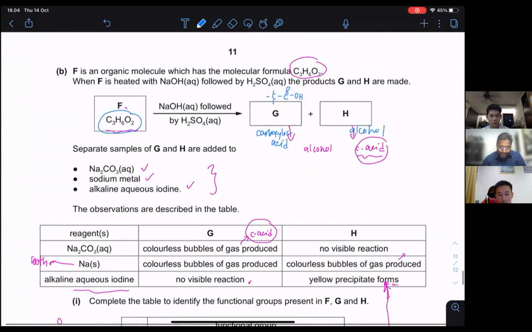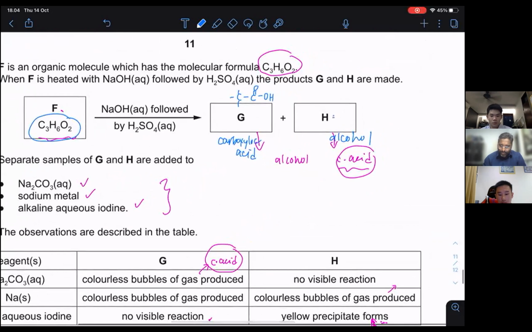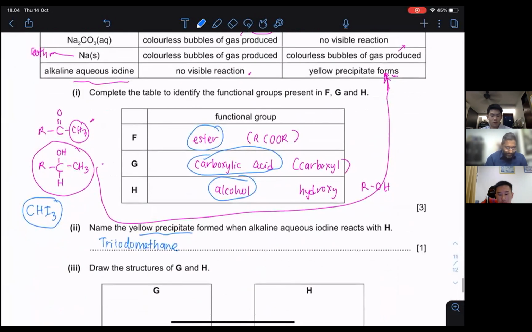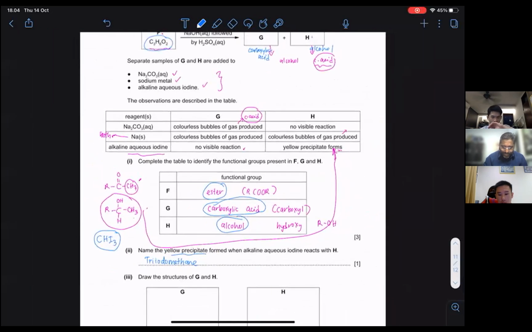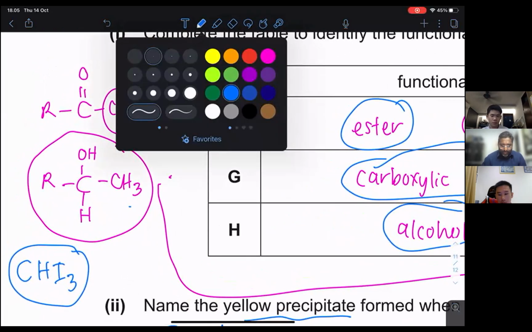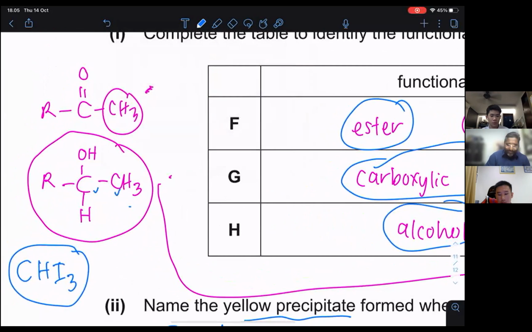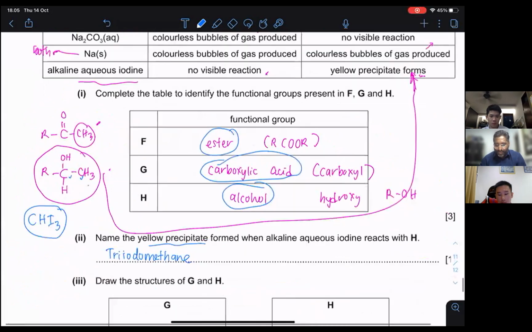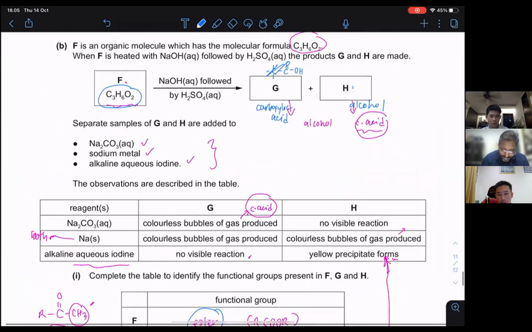If I have that, this alcohol must be specific to this. For this particular alcohol, it must have CH3. It means the alcohol must have 2 carbon. So it means this one I'm wrong already. This one cannot be like this. H must have 2 carbon, must have the OH. I still haven't decided what this is, but 2 carbon is already there.